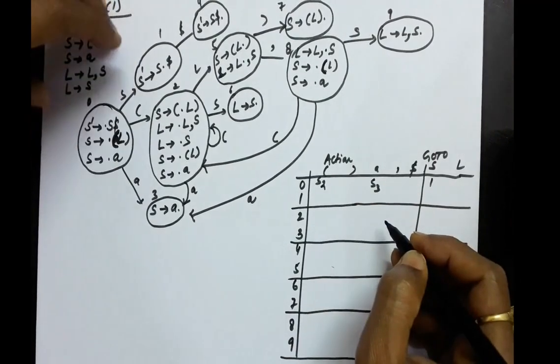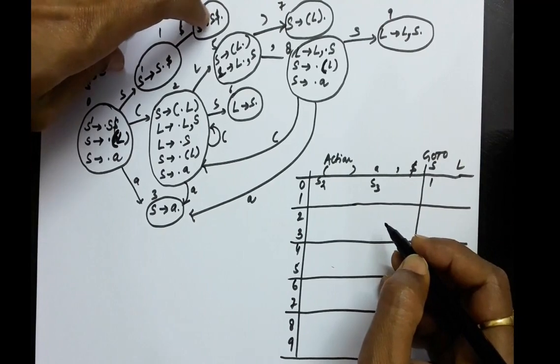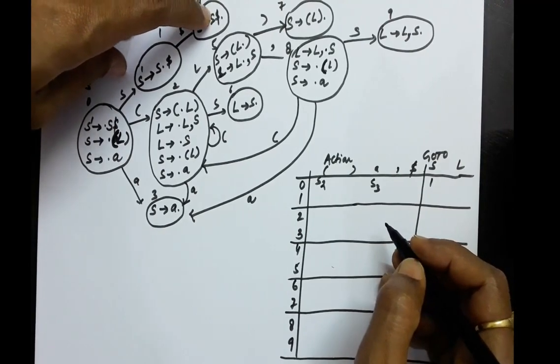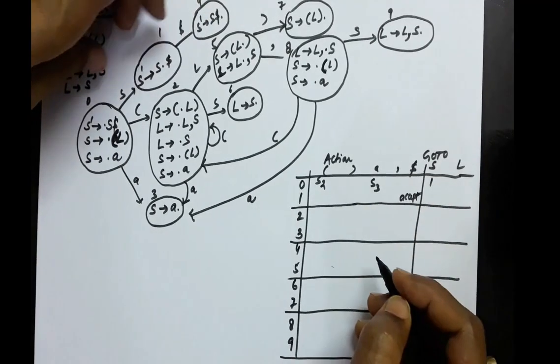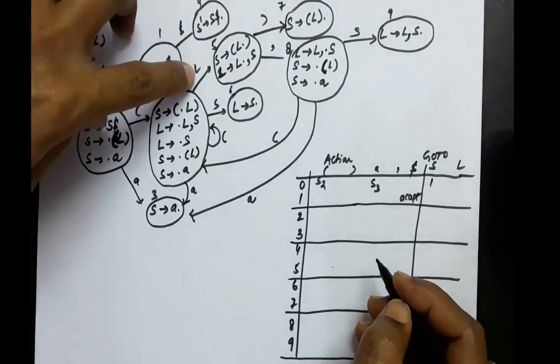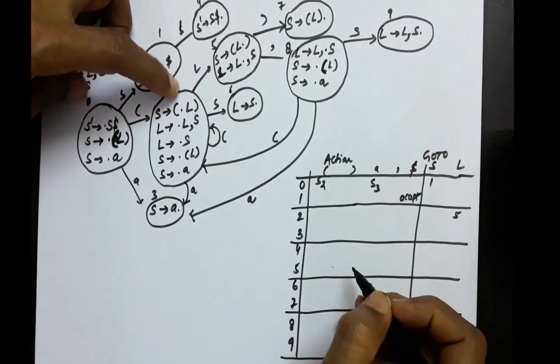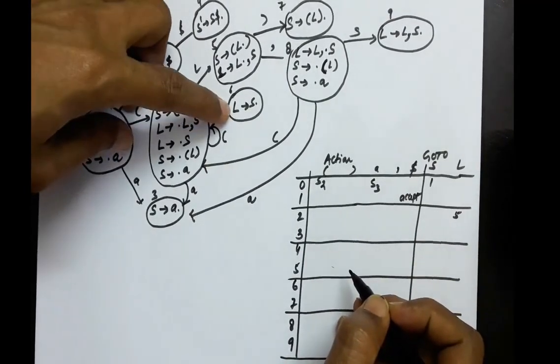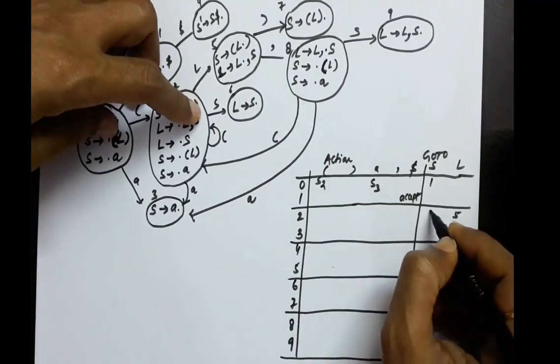Shift 3. So from 1 on dollar, you are going to the state where there is a dollar after the start symbol. So on 1 with dollar, you will accept the string. On 2 with capital S, you are going to 5. On 2 with capital L, you are going to 5. On 2 with capital S, you are going to 6 state.